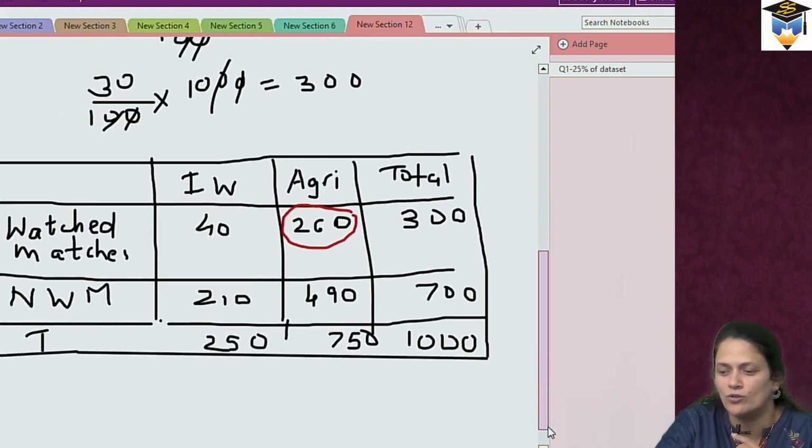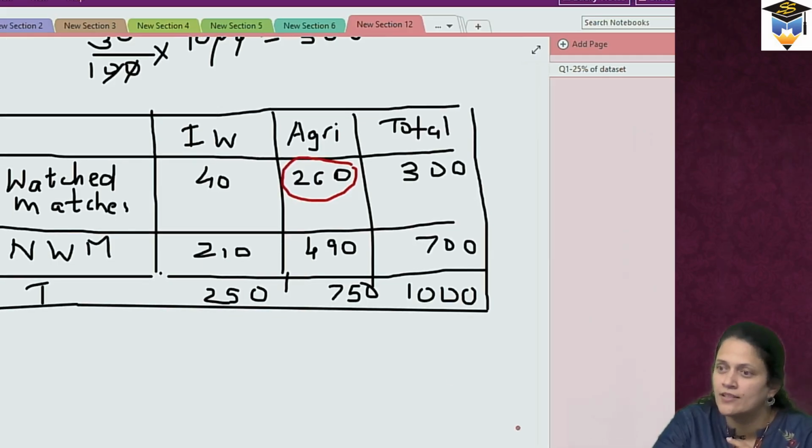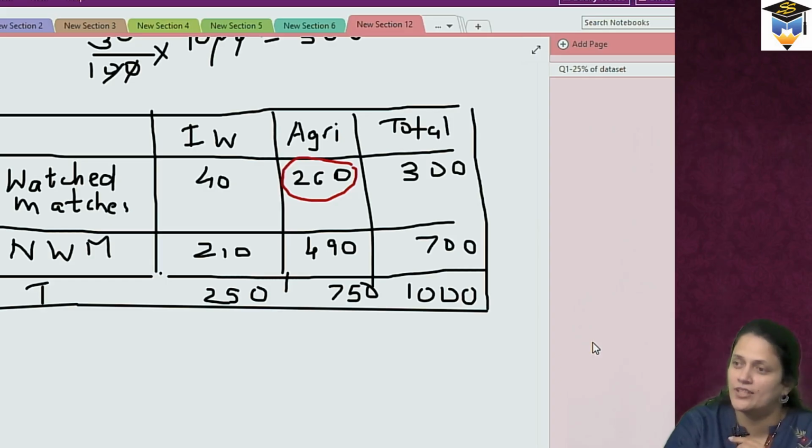Second question, Harshavardhan will do it. Harshavardhan will tell us the answer. And just tell me the explanation also.